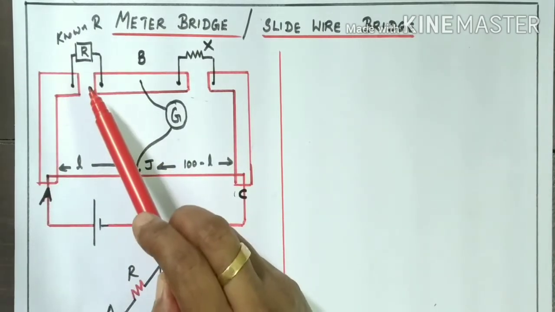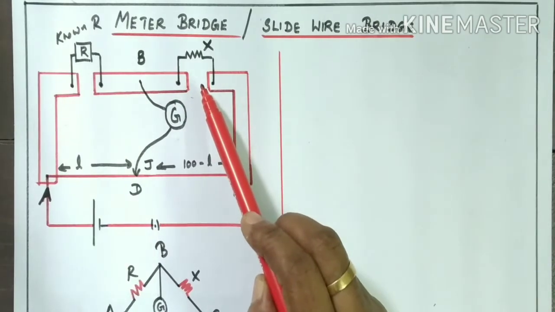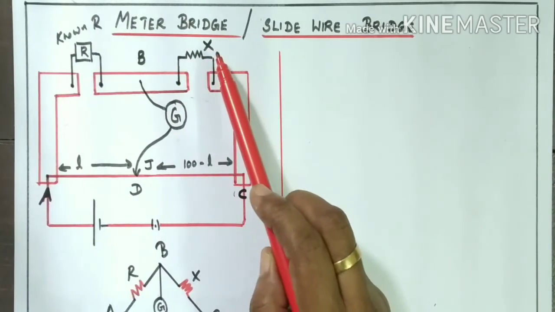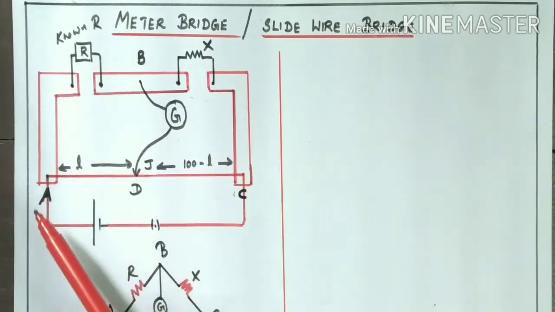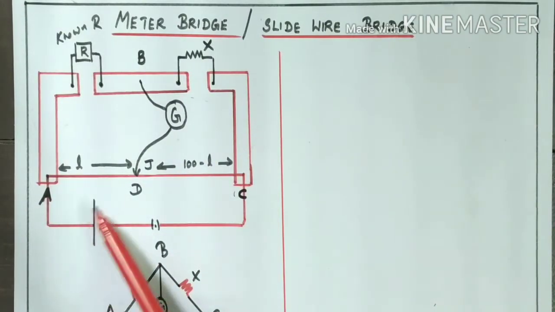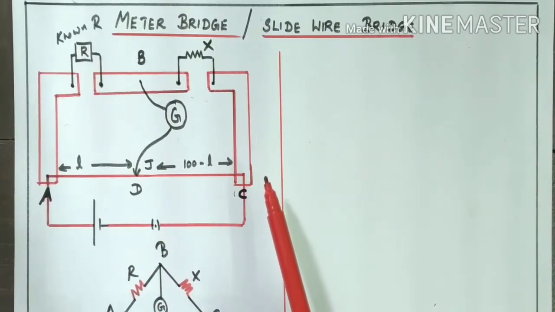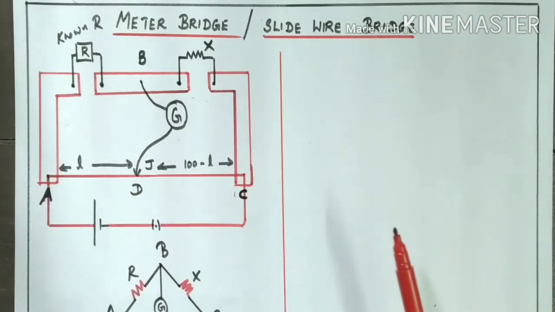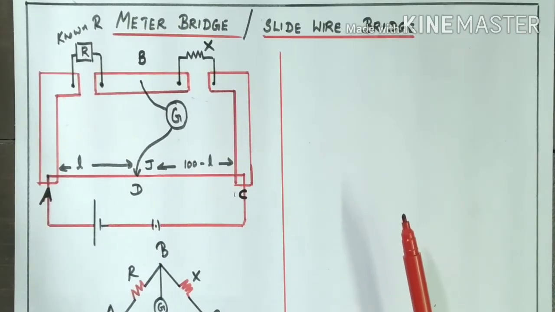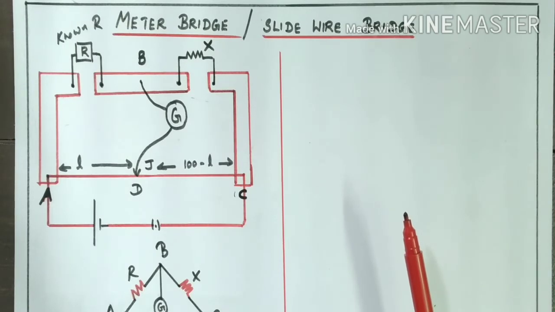In the left gap, a known resistance is connected. Here there is a gap that is called the right gap, and in the right gap, unknown resistance is connected. X represents the unknown resistance. And across the points A and C, a battery and key are connected. So this arrangement is placed on a wooden board. Two metallic copper strips and the wire are fixed on a wooden board. Main use of meter bridge is to find out unknown resistance.